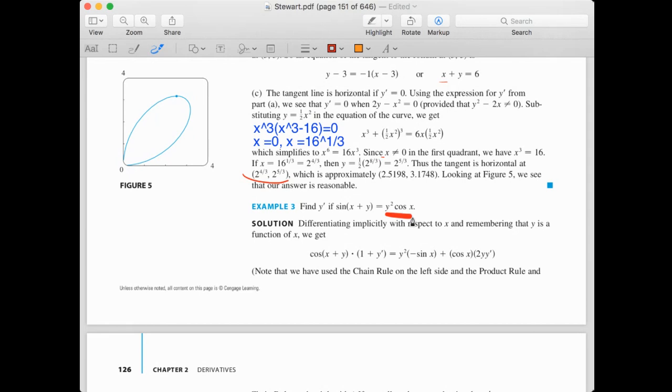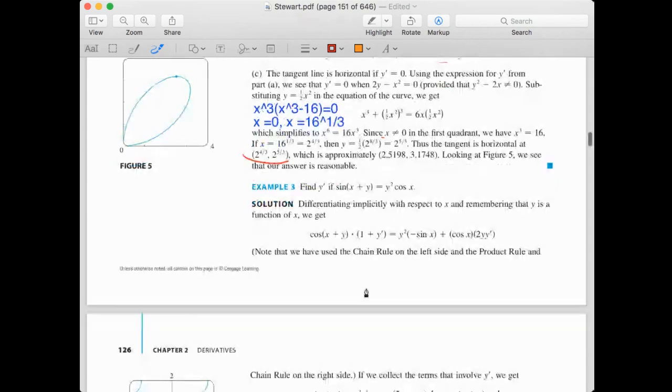Then we see product rule, right? We have y squared times cosine x, product rule. Derivative of y squared is 2y, y prime, then multiply by cosine x. Then y prime times the derivative of cosine x. Derivative of cosine x is negative sine x, right? The differentiation rule is exactly the same as before. The only difference is when we take a derivative with y term, we multiply by y prime. That's the only difference. Then we distribute.